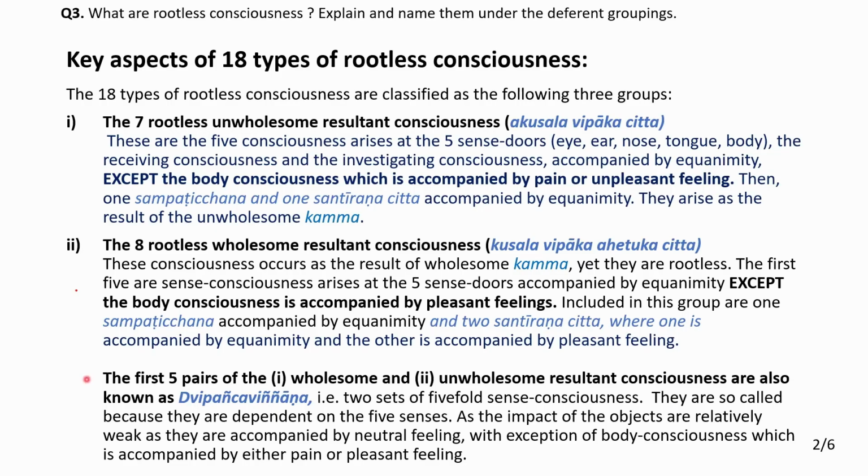The first 5 pairs of the wholesome and unwholesome resultant consciousness are also known as Dvi Pancha Vijnana, that is, two sets of five-fold sense consciousness. They are so called because they depend on the five senses, as the impact of the object is relatively weak. They are accompanied by neutral feeling, with the exception of the body consciousness, which is accompanied by either pain or pleasant feeling.